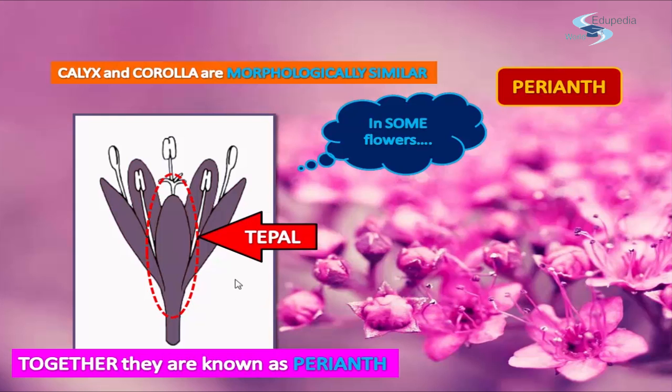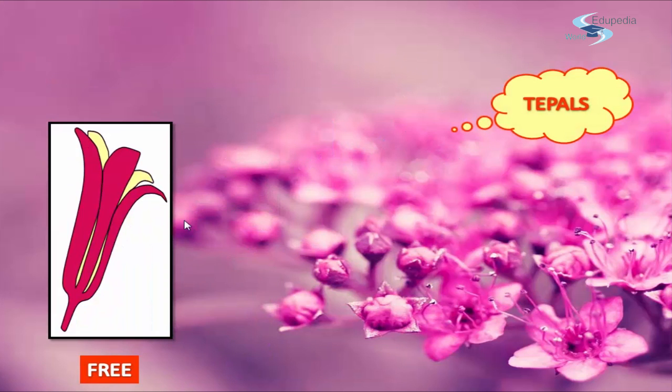Tepal is one of the outer parts of a flower when these parts cannot easily be divided into two parts, sepals and petals. This may be because the parts of the perianth are undifferentiated. Now comes tepal. Tepals are of two types.